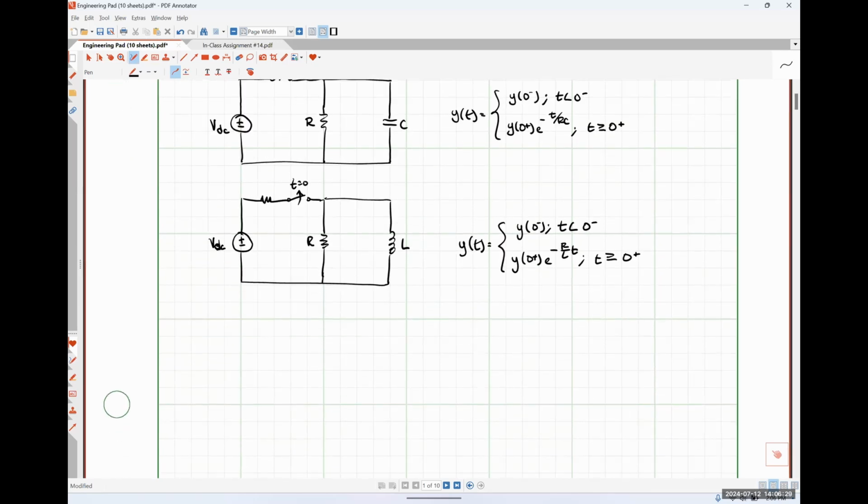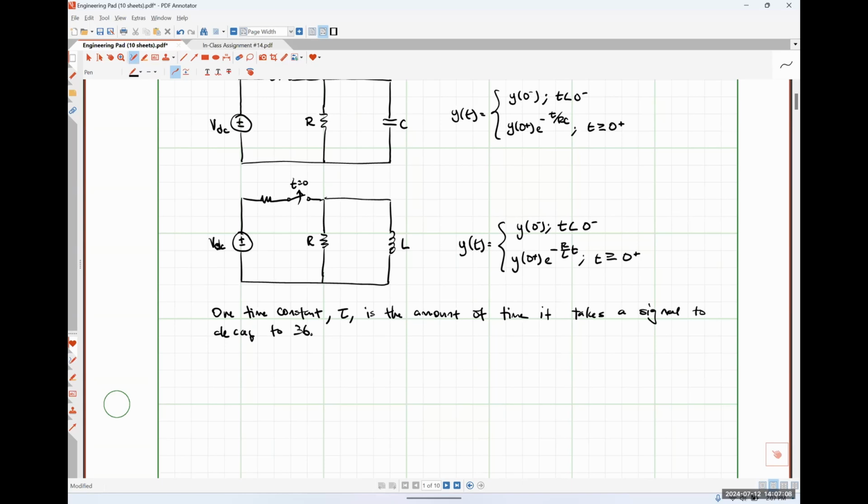And we typically give that a fancy name, which is called a time constant. So mathematically, one time constant, tau, is the amount of time it takes a signal to decay to 36.788% of its initial value.